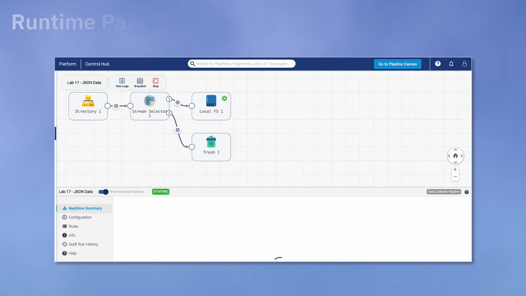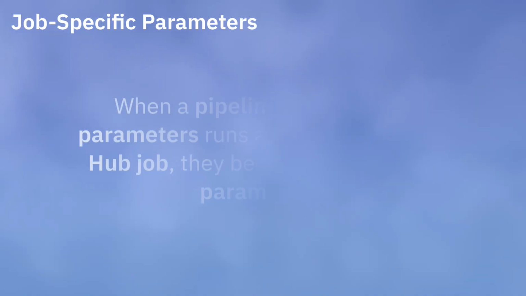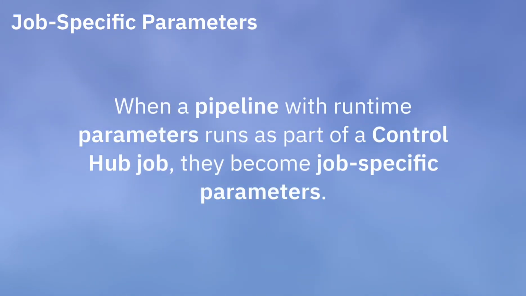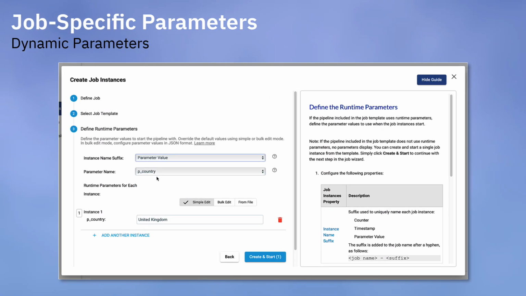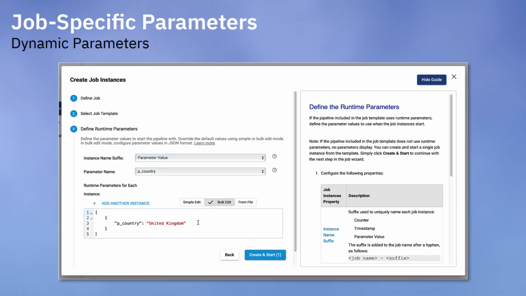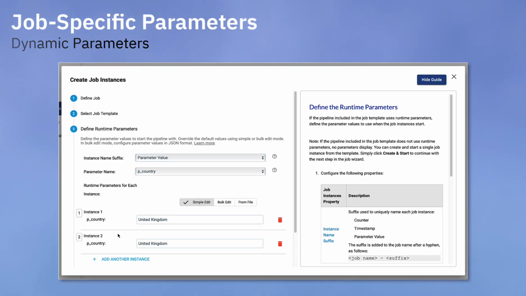And finally, overrides can happen at runtime, either manually in Data Collector or more commonly through a specific job configuration in Control Hub. Now, let's talk about job-specific parameters, parameters that come into play when a pipeline with runtime parameters is used inside a Control Hub job. In this case, these parameters gain an additional classification. The first type is dynamic parameters. By default, every pipeline parameter used in a job is dynamic. This means when someone creates a job instance from a job template, they can override the default value, giving that job run its own unique setting.